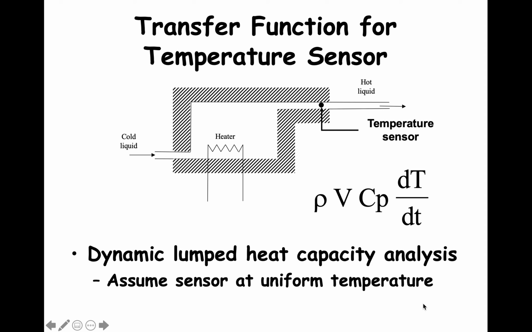We are going to assume the sensor is very small and the sensor temperature is uniform. Here is the term that describes the change of the sensor temperature with respect to time as the sensed temperature changes. The lumped heat capacity of the sensor depends on the sensor density, volume, and the specific heat capacity of the sensor materials.